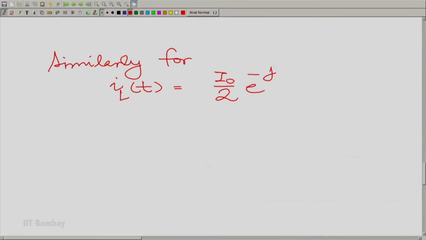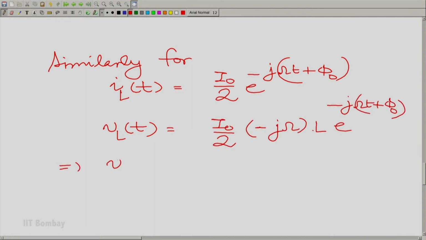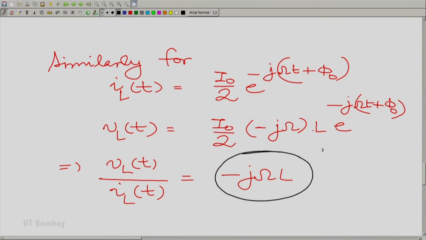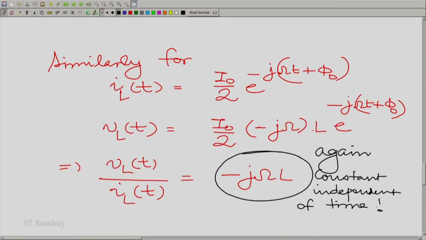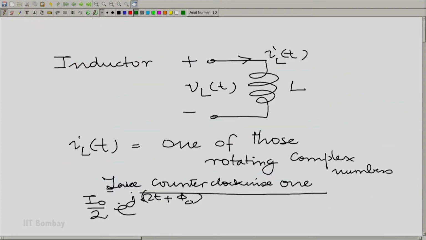And we can do the same for the other rotating complex number. So again, this is a constant independent of time. The only change that you notice is that in the first case, you had L times j omega. In the second case, you have L times minus j omega. So, in some sense here, the actual angular frequency, whether positive or negative, is reflected. We have minus j omega here and we have plus j omega in the previous one.